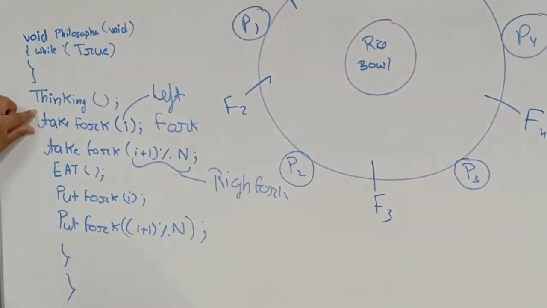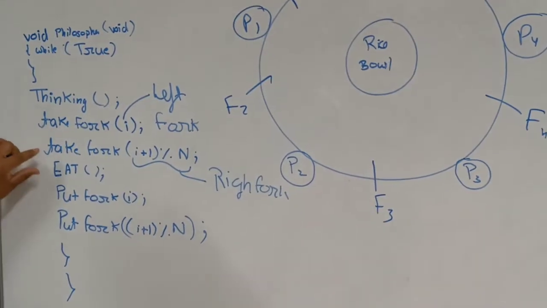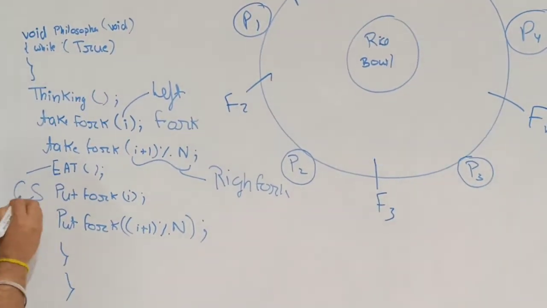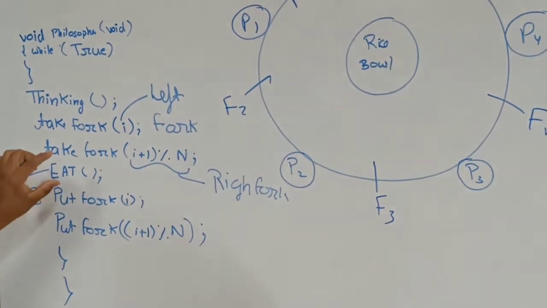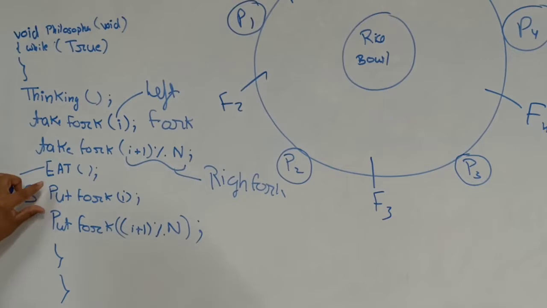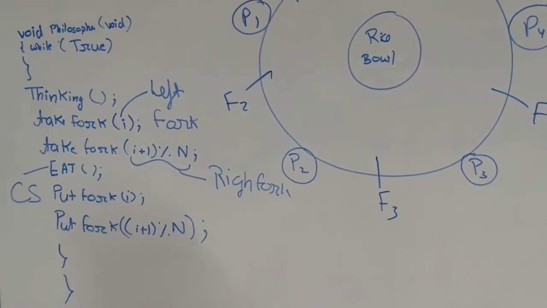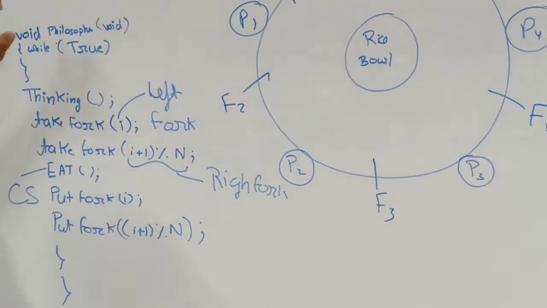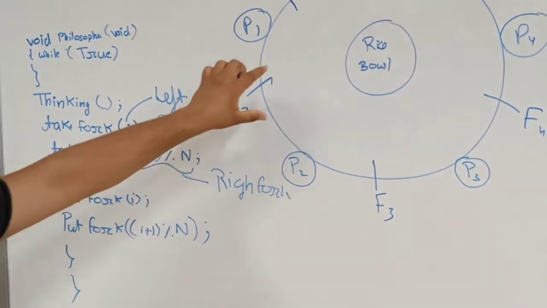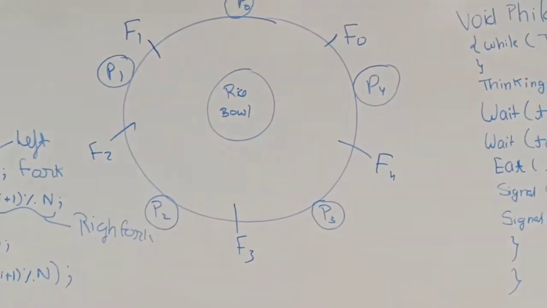So first the philosopher takes the left fork, then the right fork, then he eats. This is basically the critical section of the code. After completing his eating work, he first puts down the left fork, because he took the left one first, then the right fork. So this is the basic pseudocode followed initially in this scenario.